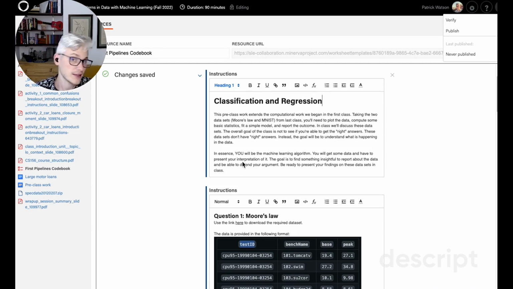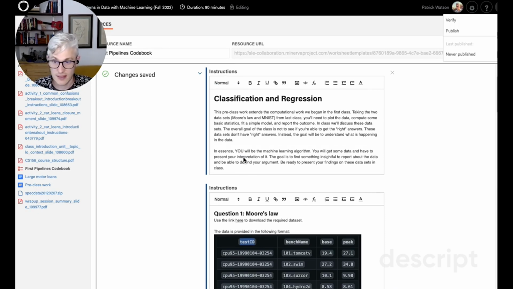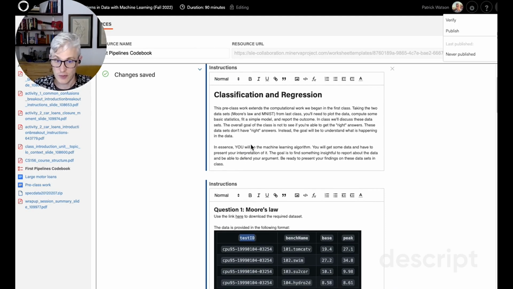The data is exactly the same data that you should be familiar with from the first class. It is the Moore's law data and the MNIST digits data. And what you're going to do is take that exact same codebook, that exact same start that you had last class, and extend it a little bit in this new pre-class work notebook.